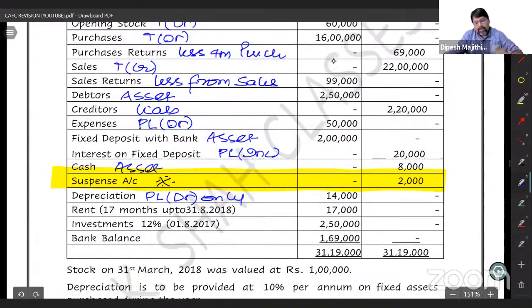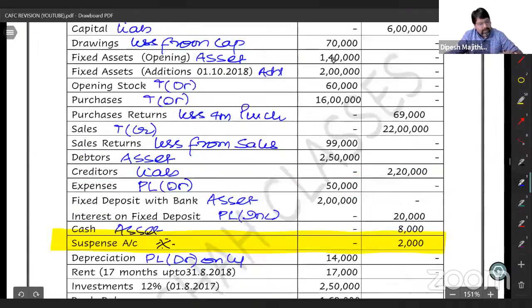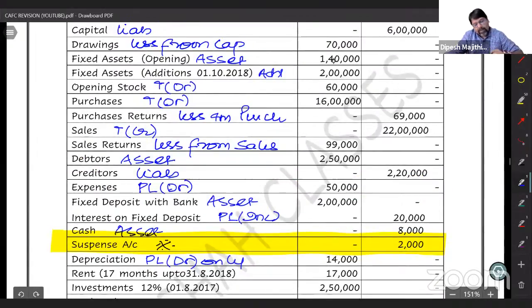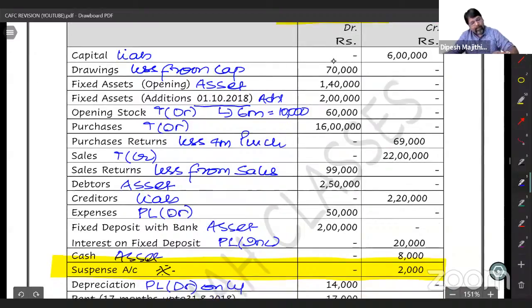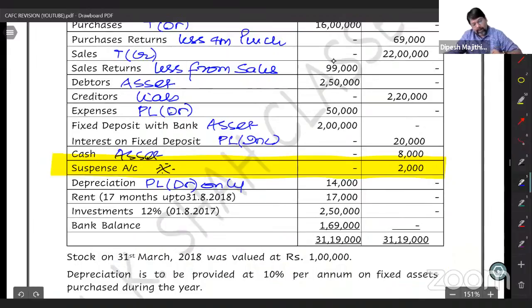So can you see fixed asset opening 1,40,000? On that this is 14%, and purchases is how much? 2 lakh. Purchases 2 lakh on 1/10. Therefore, depreciation will be for how many months? 6 months: October, November, December, January, February, March. 6 months depreciation will be how much? On 2 lakh, 10,000.